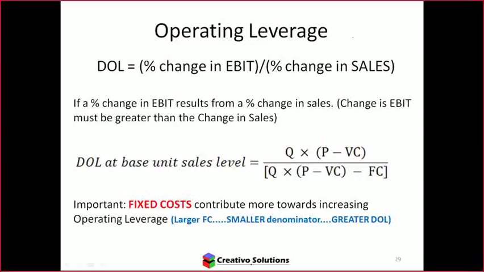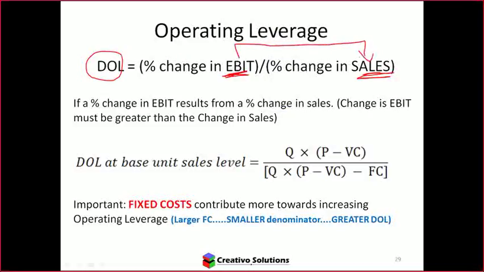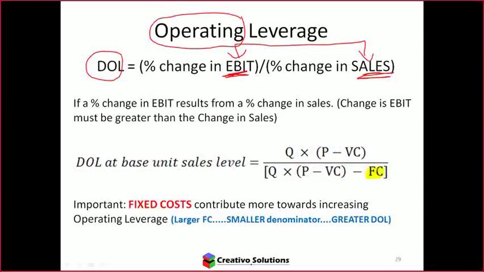Operating leverage. When calculating degree of operating leverage, we're comparing the change in EBIT to a change in sales, the one over the other. The only thing that affects your EBIT and your sales from an operational point of view in terms of leverage is your fixed costs. We spoke about it earlier. Companies need to pay all their fixed costs.